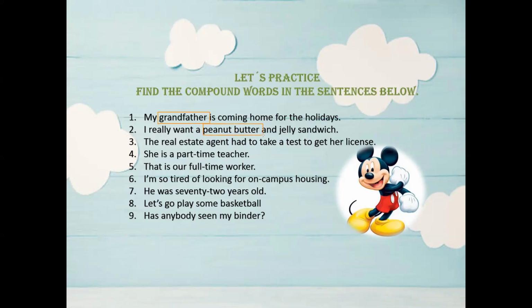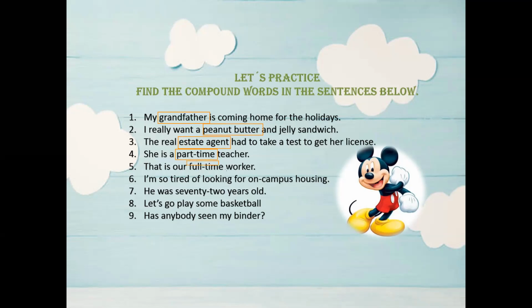Okay, excellent. Let's move to number 3. The real estate agent had to take a test to get a license. If you said estate agent, that means you are correct. If not, continue finding the compound word in number 4. She's a part-time teacher. As you can see, this is really easy to identify because we have the hyphen. Let's see number 5, which is full-time. That is the compound word.